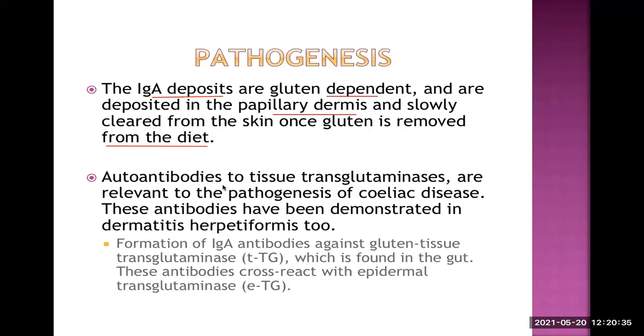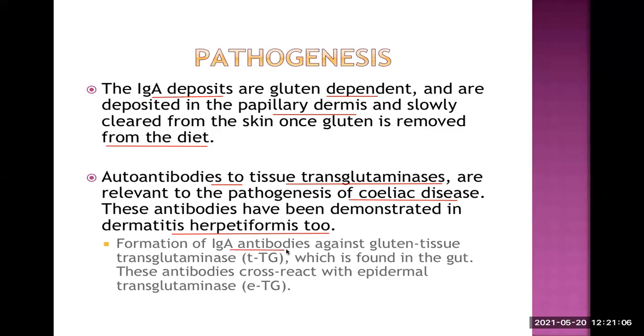The autoantibodies, which are mainly IgA type, are developed against tissue transglutaminase, and they are relevant to the pathogenesis of celiac disease as well. These antibodies have been demonstrated in dermatitis herpetiformis too, because it is part of the same type of disease. So you can also call them anti-transglutaminase antibody. That is another term we can use here.